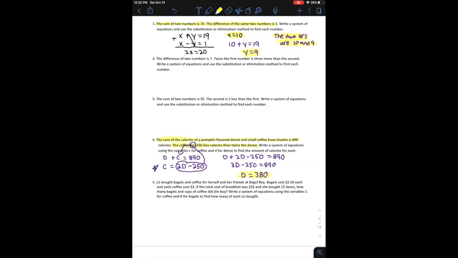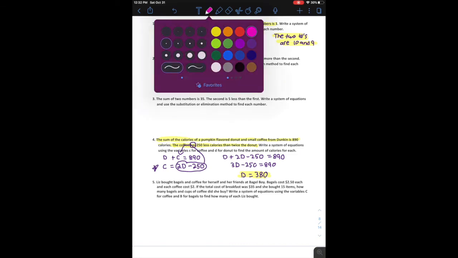We can now use this to find how many calories the coffee has by substituting this into one of the equations. I'm going to substitute it into the first one.